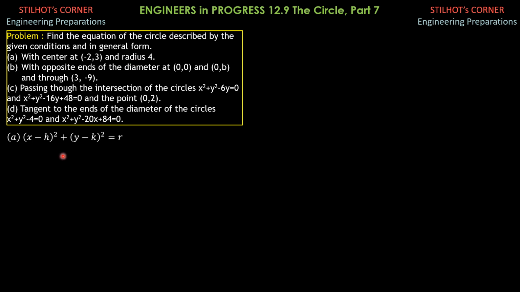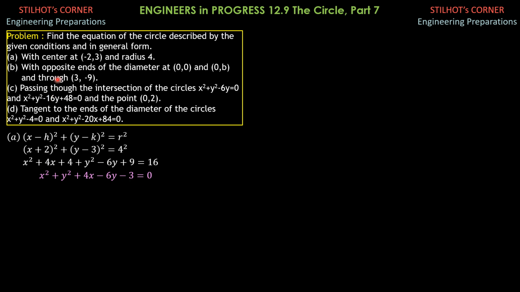So substituting, we have x plus 2 quantity square plus quantity y minus 3 square equals 4 square. So expanding, we have x square plus 4x plus 4 plus y square minus 6y plus 9 equals 0. Then we simplify the answer into general form, x square plus y square plus 4x minus 6y minus 3, because 4 plus 9, 13 minus 16 is minus 3, equals 0. So the answer, x squared plus y squared plus 4x minus 6y minus 3 equals 0.